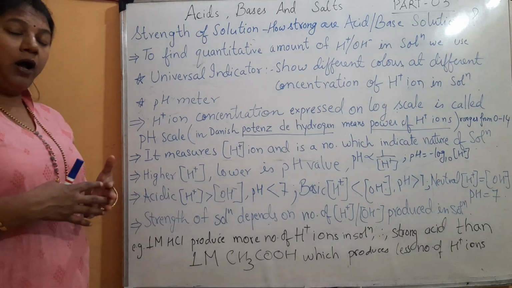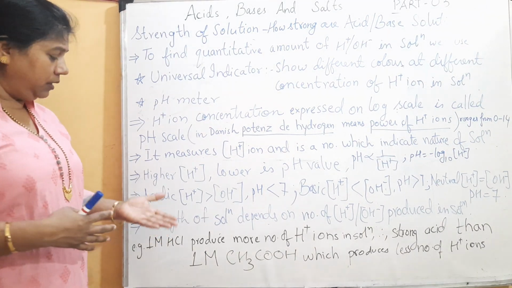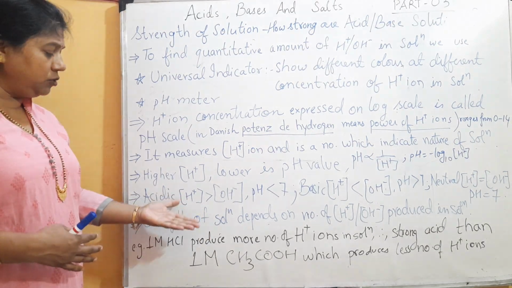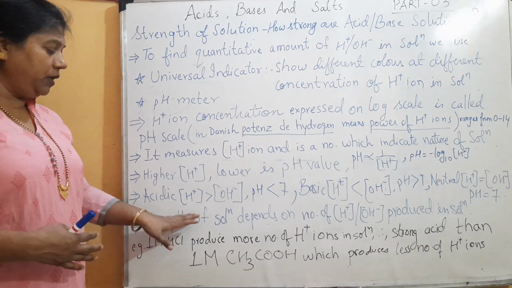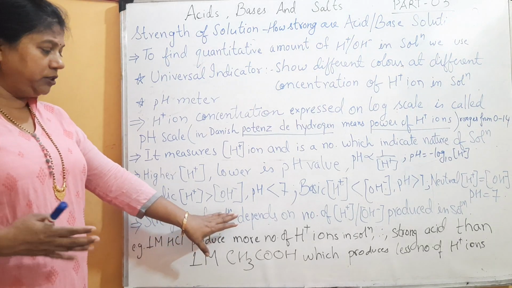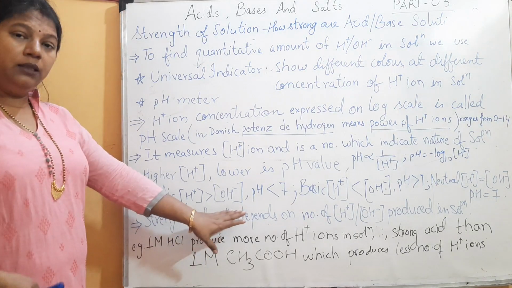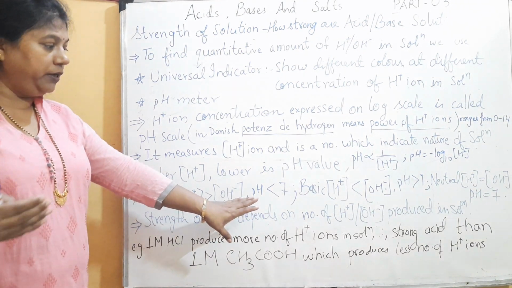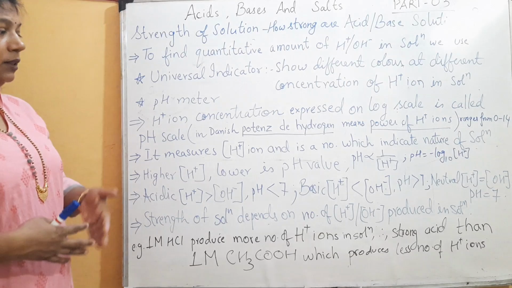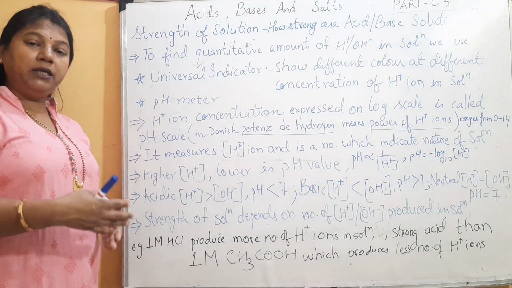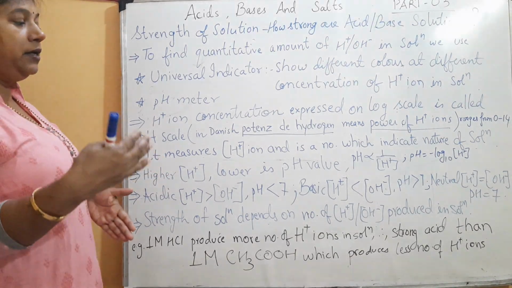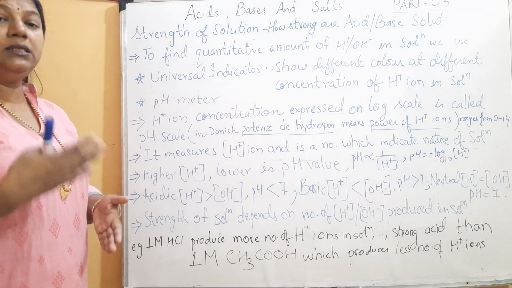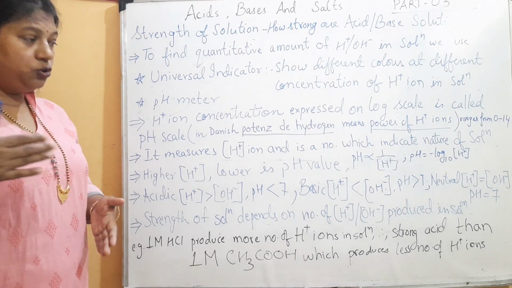Okay. Now, how can we say the solution is acidic? If it contains more H+ ions, that is, the concentration of H+ ions must be greater than the concentration of OH- ions, or we can say its pH value must be less than 7, that is from 0 to 6.9. For a basic solution, the H+ ion concentration must be less than the OH- ion concentration, that is its pH value will be more than 7, from 7.1 to 14.